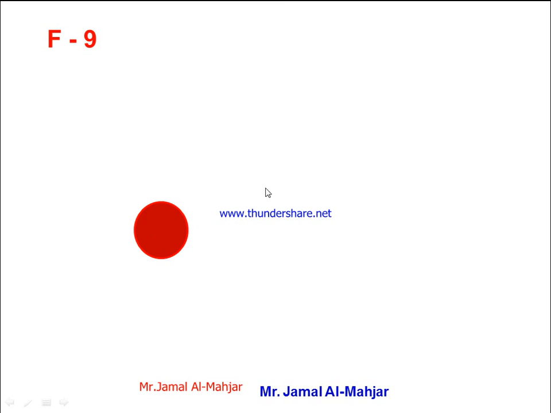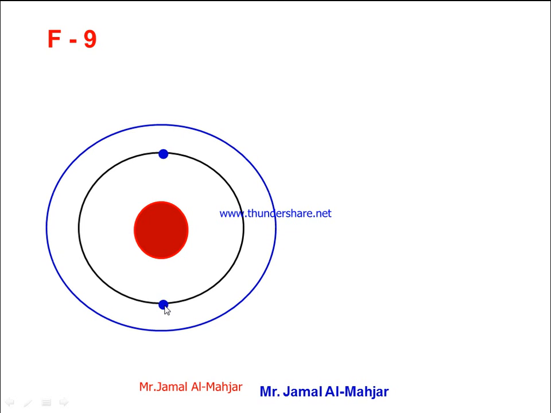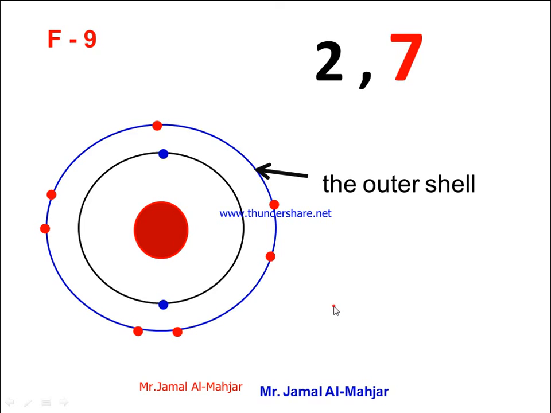This is the drawing of the configuration. This is the nucleus. This is the first shell. The second shell. The first shell we have 2 electrons. In the second shell you have to put 7 electrons to get what? To get 9 electrons for fluorine, 2 7.